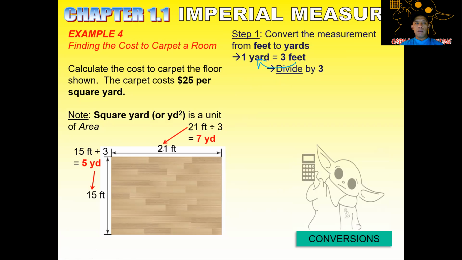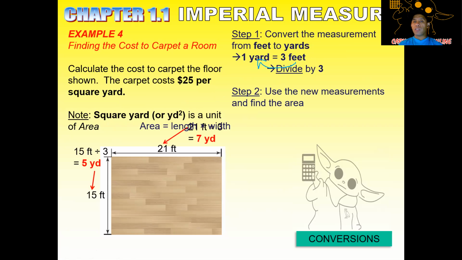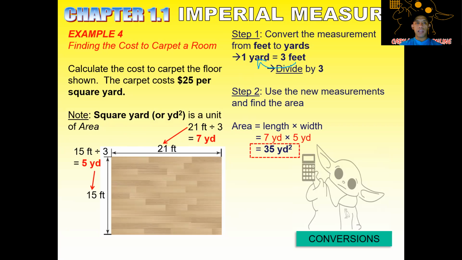Now, somewhere in our question, we need to have it in square yards, which happens to be a unit for area. And the way we're going to do that is we're going to use a formula that you were introduced to back in grade 9, and you're going to see it again in the next couple of lessons. It's the area of a rectangle, which is length times width. So when we take the 5 and the 7 and multiply them together, we get 35 square yards.